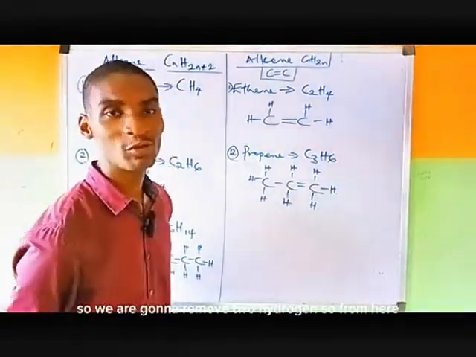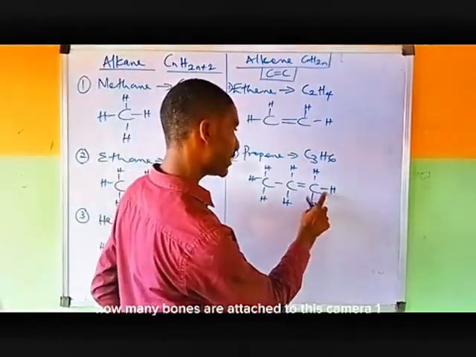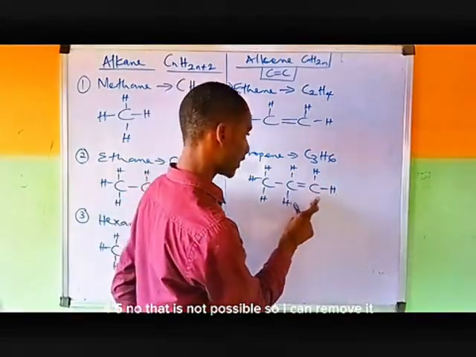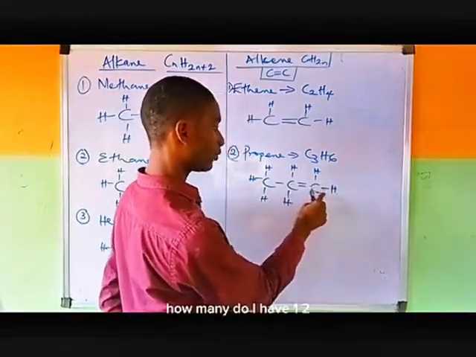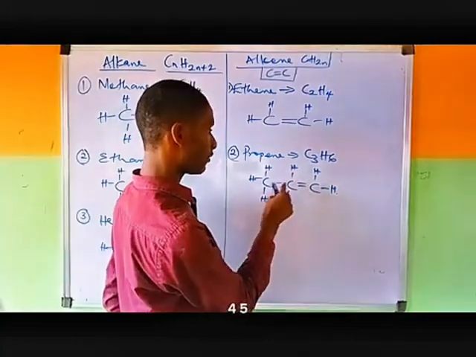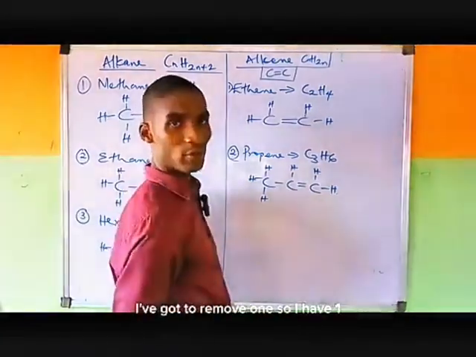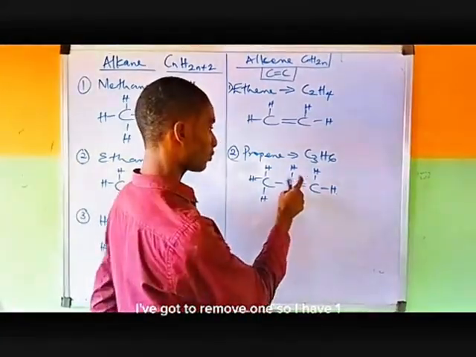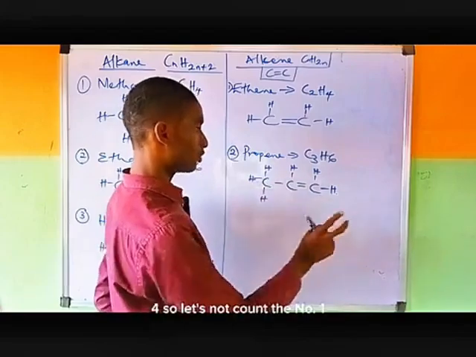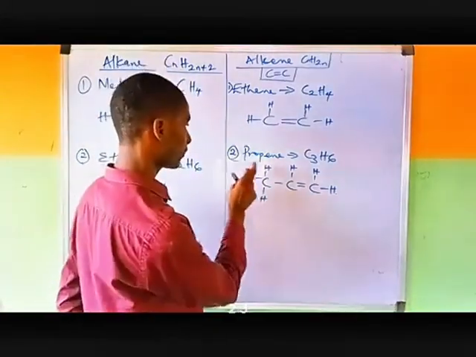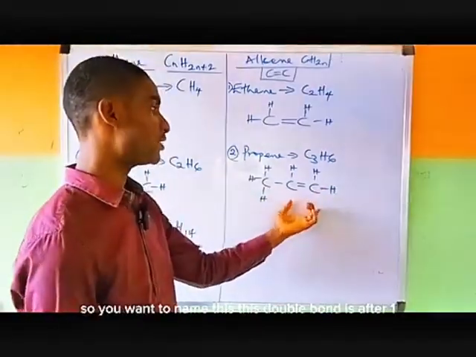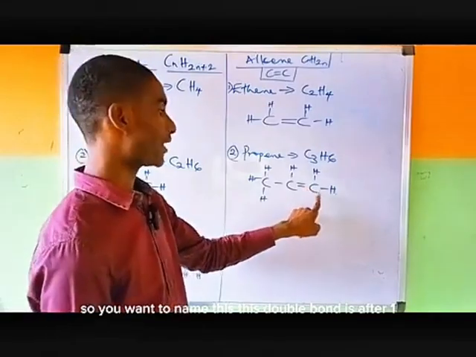So we are going to remove 2 hydrogen. So from here, how many bonds are attached to this carbon? 1, 2, 3, 4, 5. No, that is not possible. So I can remove here. How many do I have? 1, 2, 3, 4 around this carbon. How many do I have around this carbon? 1, 2, 3, 4, 5. No, it's not possible. I've got to remove 1. So I have 1, 2, 3, 4 left. Correct? How many do I have around this carbon? 1, 2, 3, 4. So let's now count the number of hydrogen. 1, 2, 3, 4, 5, 6. So this is correct. Okay? So if you want to name this, the double bond is after carbon 1.